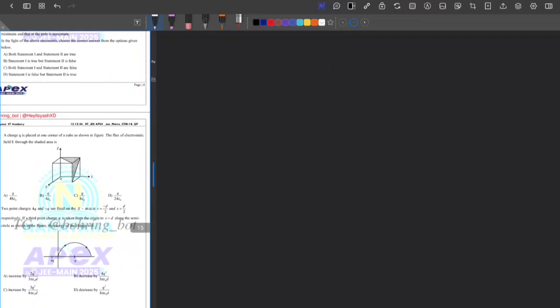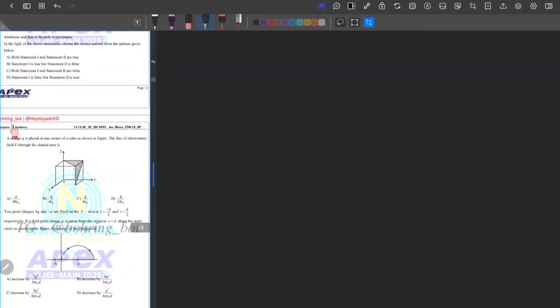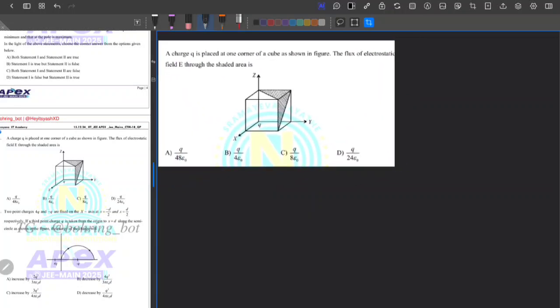Now this question number 12. A charge q is placed at one corner of the cube as shown in the figure. The flux of electrostatic field through the shaded area is. So this is from electrostatics, and it depends upon the Gauss law. Let me pick out the question. This depends upon the Gauss law.